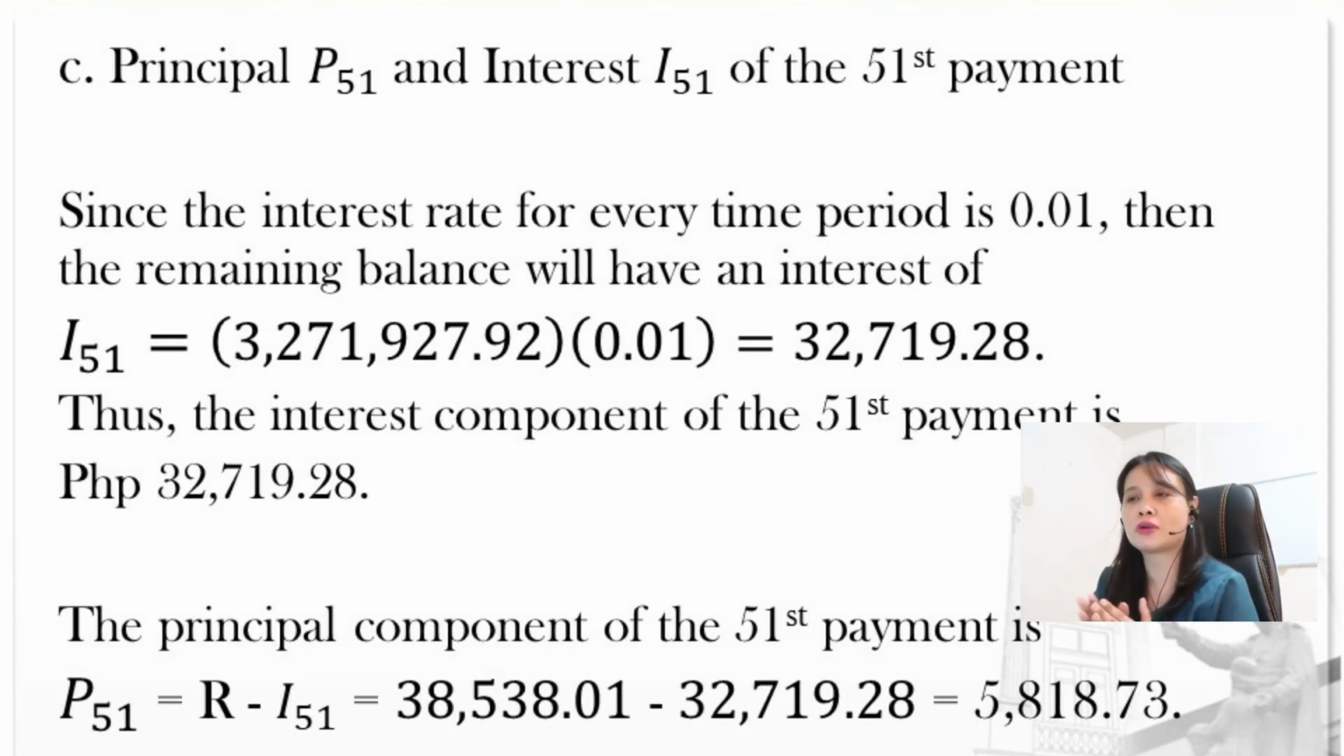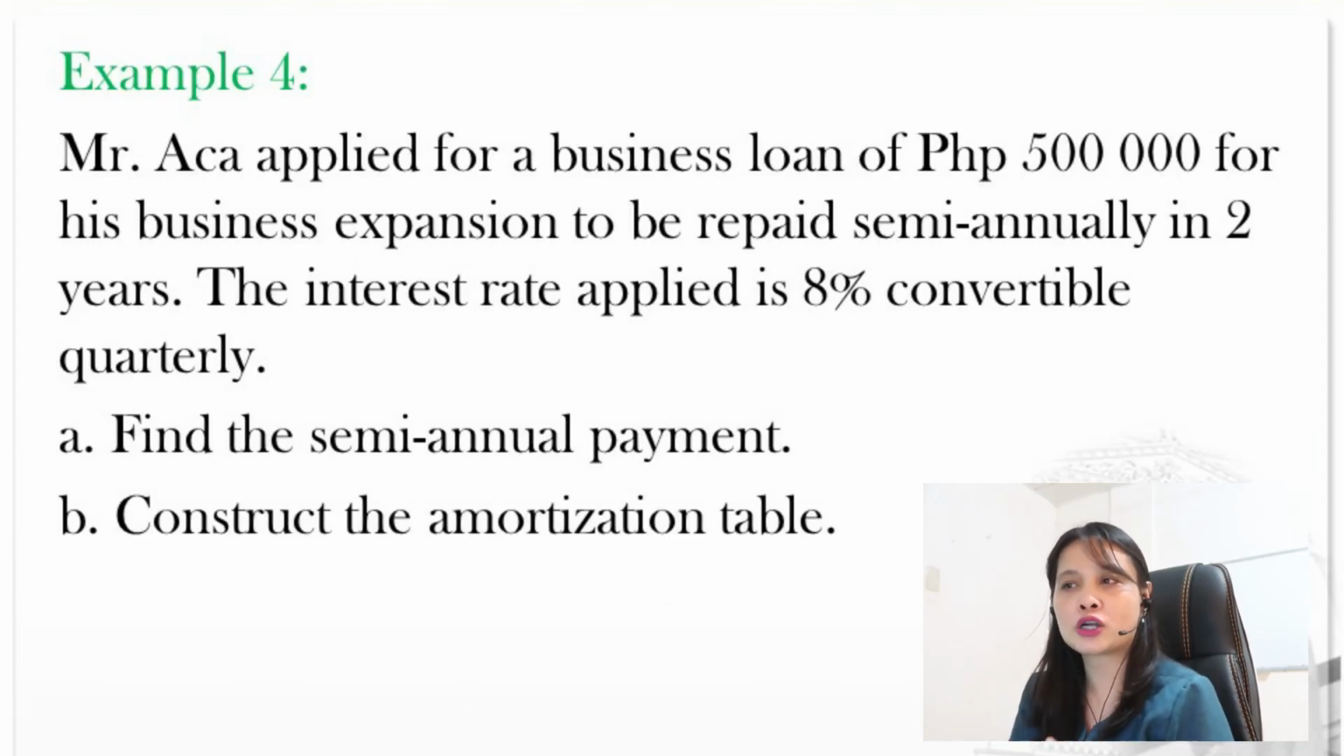Okay, so for example, in number 4, Mr. Arca applied for a business loan of 500,000 for his business expansion to be repaid semi-annually in 2 years. The interest applied is 8% convertible quarterly. So we need to find the semi-annual payment.